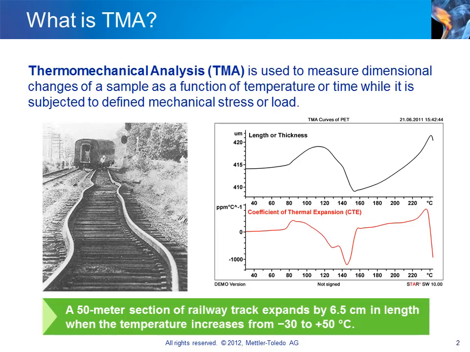Depending on the measurement mode used, TMA allows you to measure thermal expansion and shrinkage behavior, softening, and changes in mechanical properties of materials induced by physical or chemical transitions such as the glass transition, crystallization, melting, and curing. The TMA curves in the diagram on the right show the measurement of a polyethylene terephthalate, or PET, disc in the dilatometry mode. The upper curve shows the thickness of the sample as a function of temperature, and the lower curve the calculated CTE curve.